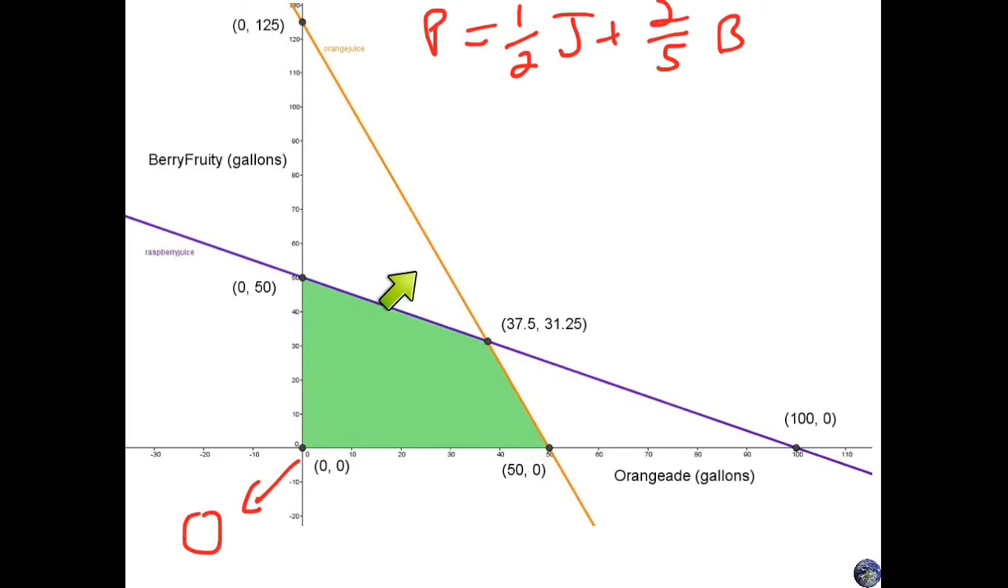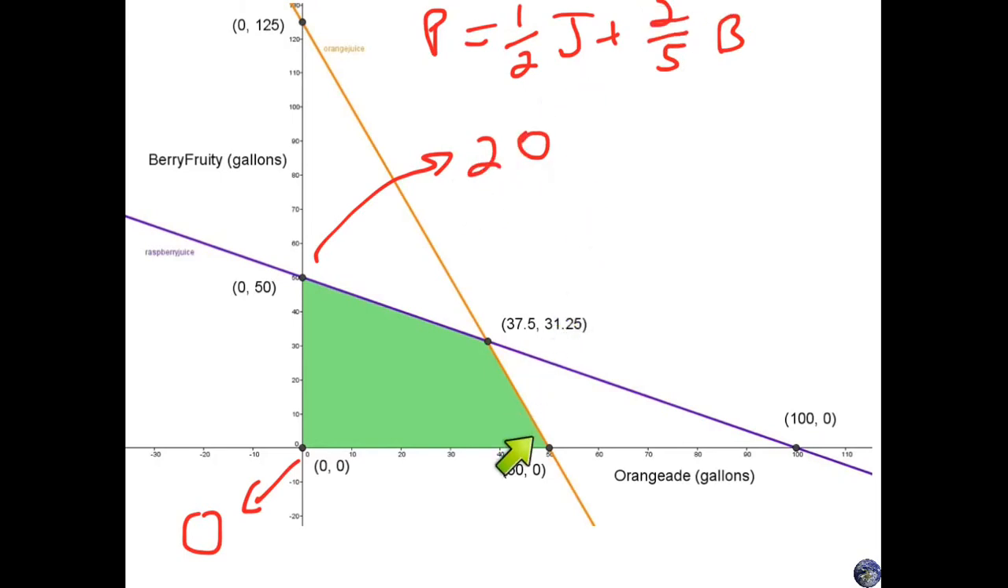All right, awesome. Probably the next easiest to do is that one. So let's see what we get there. So if you plug in 0 for j and 50 for b, 0 for j, that goes away. 2/5 times the b, which is now 50. The 50 and the 5 cancel to 10. 2 times 10 is 20. So that's how I got that it was 20 so fast.